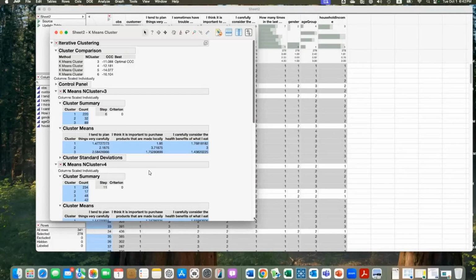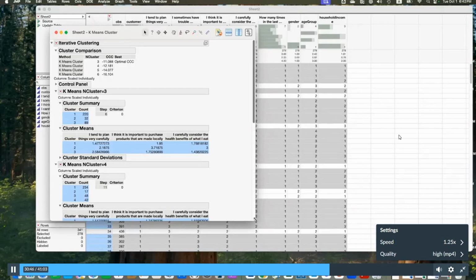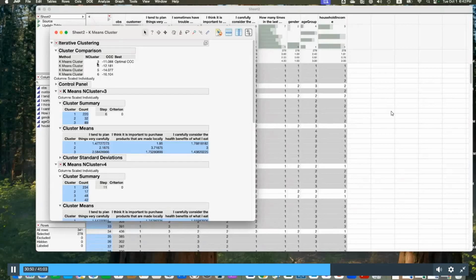For example, 4 groups or 3 groups or 5 groups, right? Having not 10 or 20. That is too much. Even a big company cannot afford to have 100 clusters and treat them differently with different products, different marketing campaigns, different marketing strategies. So that is not practical. So here we have the optimal number of 3.